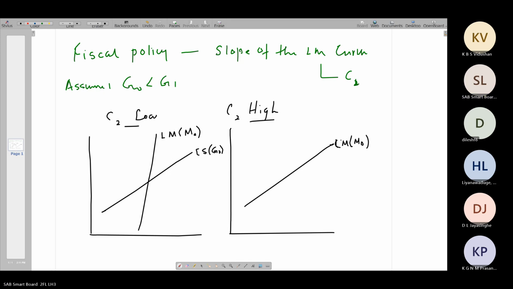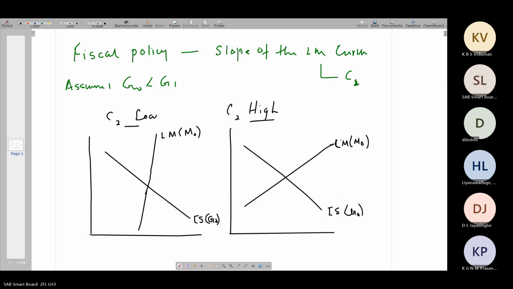IS curve, downward slope. Normal IS curve, right? So this is the equilibrium, R0, Y0.